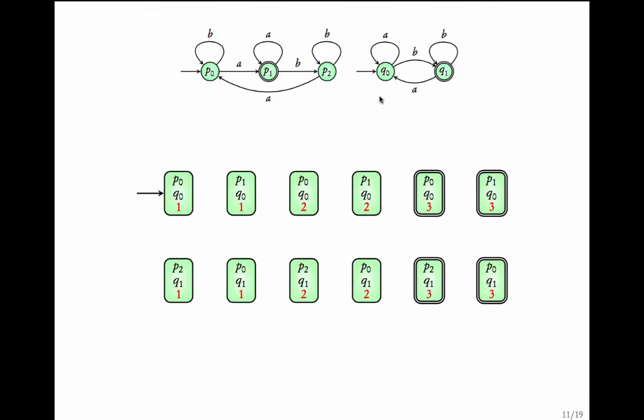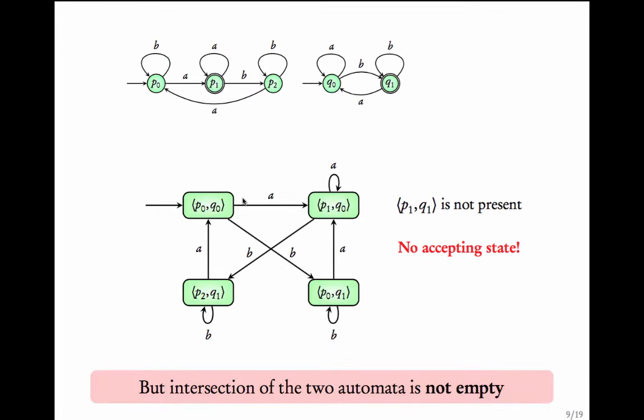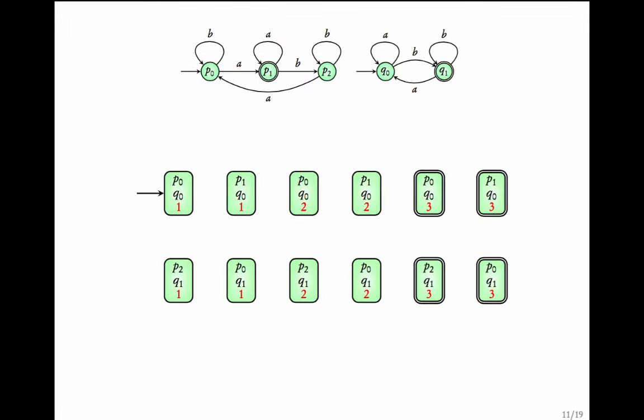So what I have done here is that in addition to P0 Q0, we also have a flag, and this flag can take values 1, 2 and 3. If you look at it, here we had 4 states. Similar to that, we will have 4 states with 1, 4 states with 2 and 4 states with 3. And the states with 3 will be marked accepting.